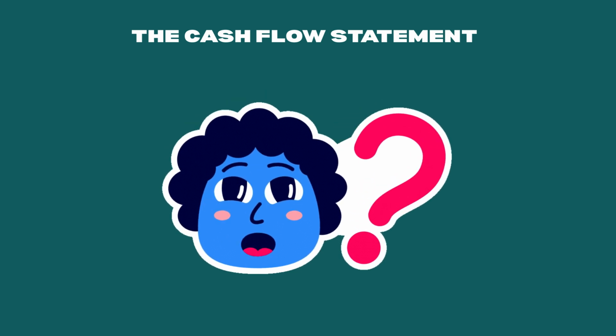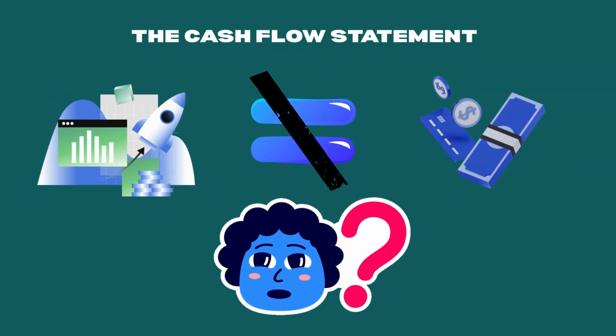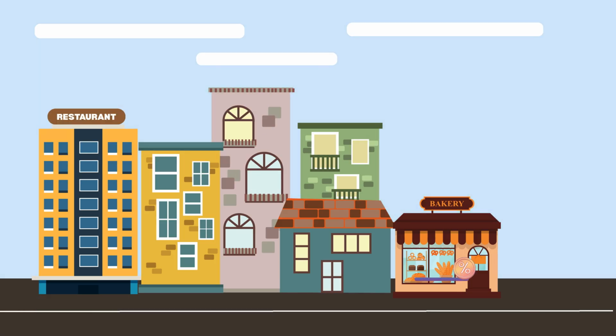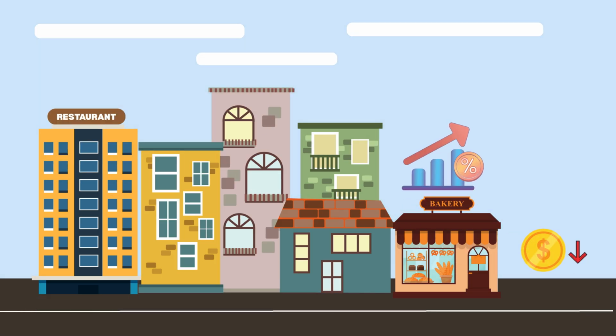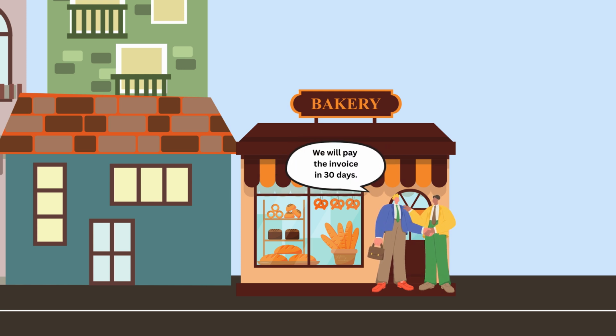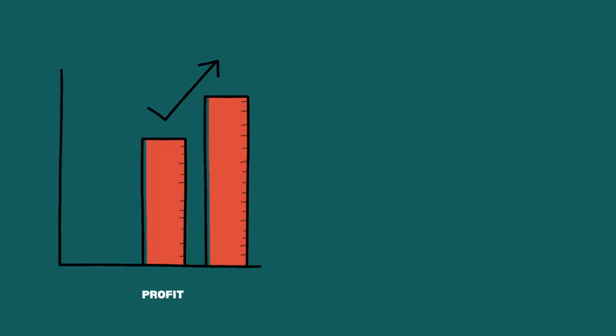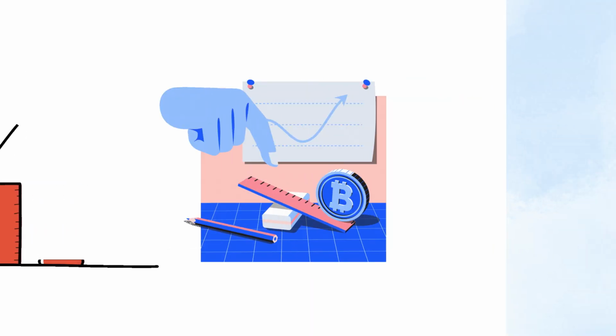Many beginners think profit and cash are the same thing. They're not. A business can make a profit while having very little cash available. Let's see why. Suppose Max sells $8,000 worth of bread to a restaurant. The restaurant says, "We'll pay you next month." Even though Max hasn't received the money yet, the sale still counts as revenue. So, profit increases, cash doesn't.